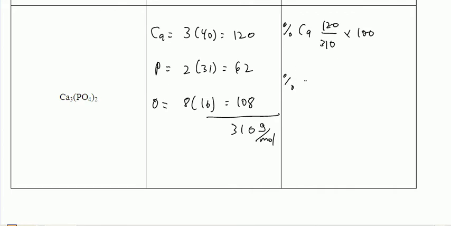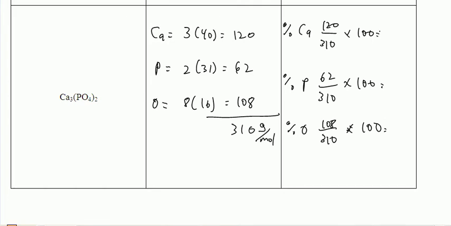For the percent calcium, we're going to take 120 divided by 310, multiply that by 100. For the percent phosphorus, we'll take 62 divided by 310, multiply it by 100. And for the percent oxygen, we will take 108 divided by 310, multiply it by 100. If you guys didn't understand any of these, just slow down the video and watch this part again.